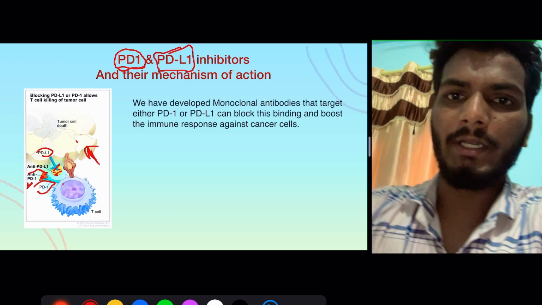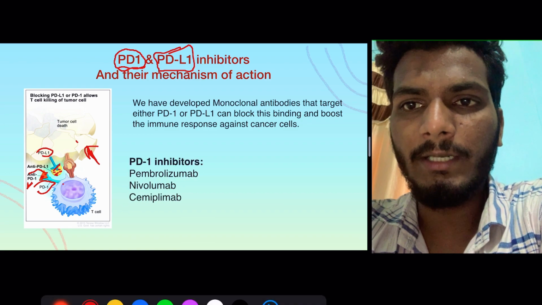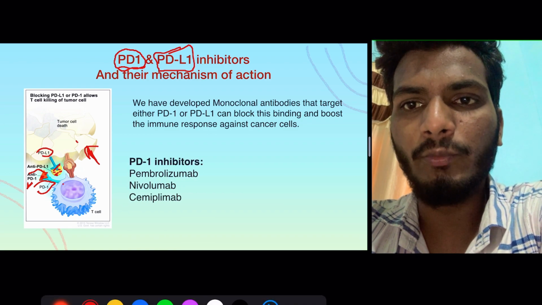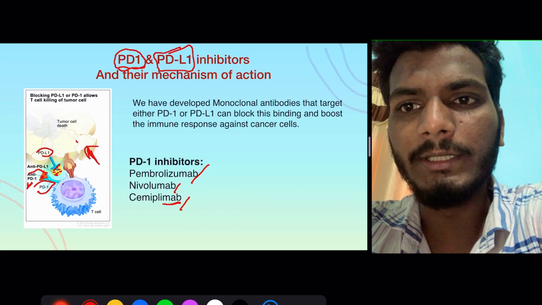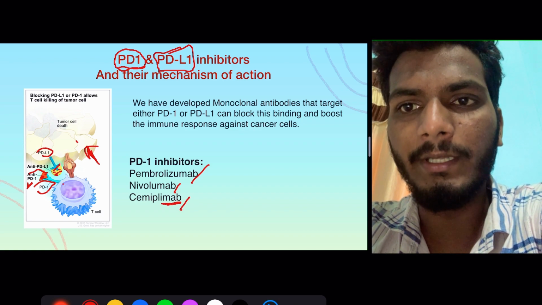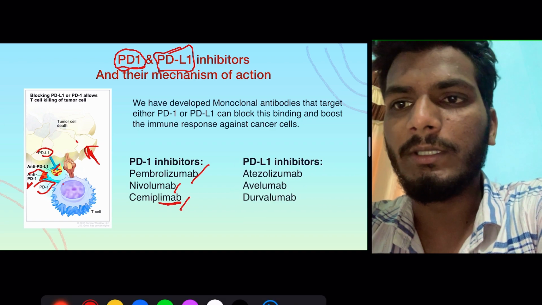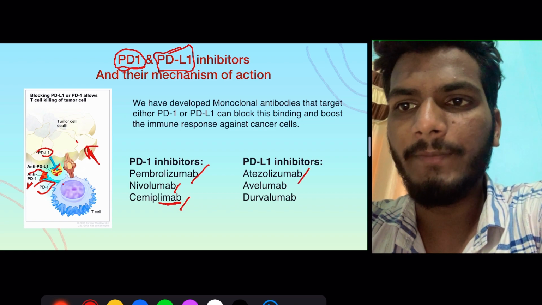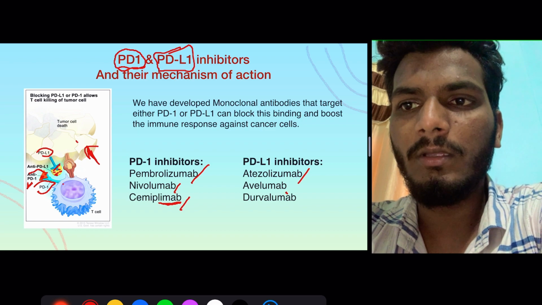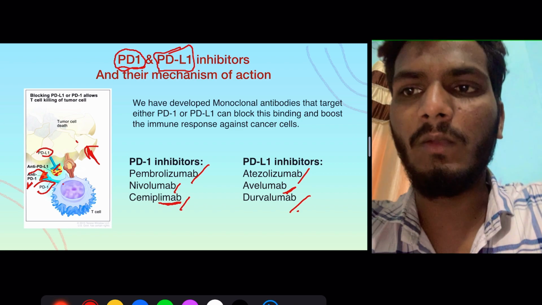So let's see what the PD1 inhibitors and PD-L1 inhibitors are. These are the PD1 inhibitors: pembrolizumab, nivolumab, cemiplimab. These are all monoclonal antibodies, as we can tell, they contain mab or limab. Next we have the PD-L1 inhibitors. These are atezolizumab, avelumab and durvalumab. So these are our PD1 and PD-L1 inhibitors.